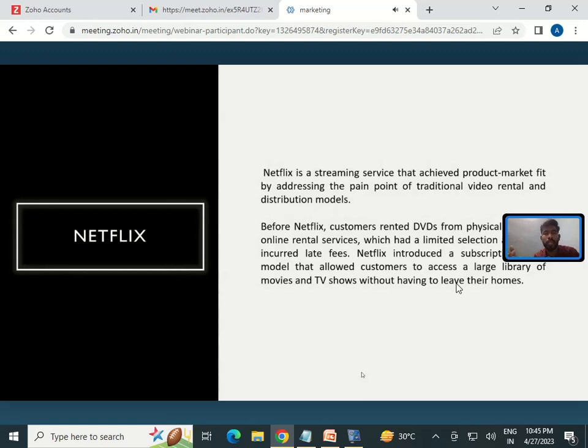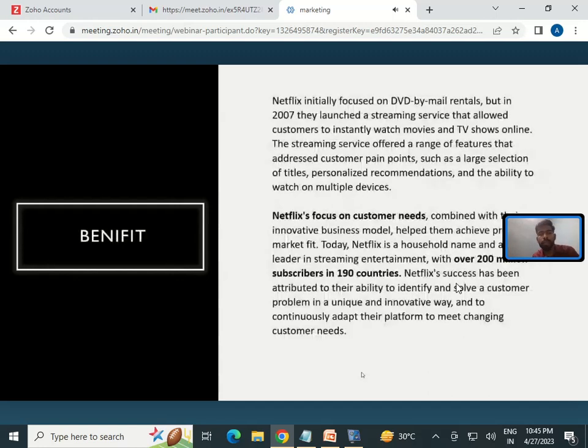That lockdown period, you are not allowed to go out, and if you don't want to go out, that was the main selling point of Netflix, that you can watch OTT movies and shows while sitting in your own bedroom. Netflix initially focused on DVD by mail rentals. Their model was that we will give the DVDs on rent. But in 2007, they launched a streaming service that allowed customers to instantly watch TV shows online.